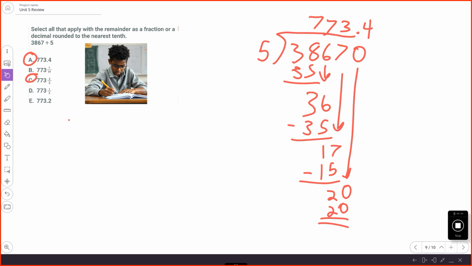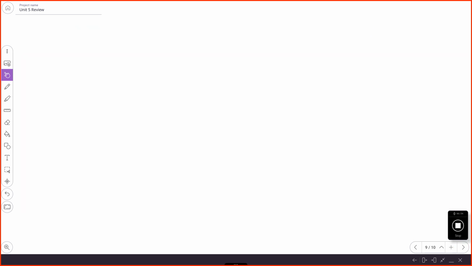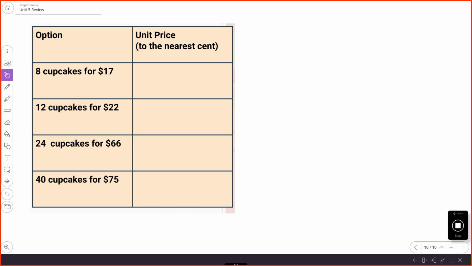All right. Last one. This is something that you're going to have to do on your own. This right here: 8 cupcakes for $17. How do we find out how much each cupcake is? Divide.